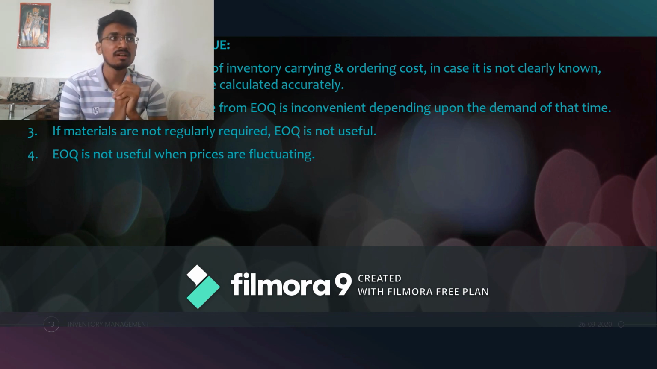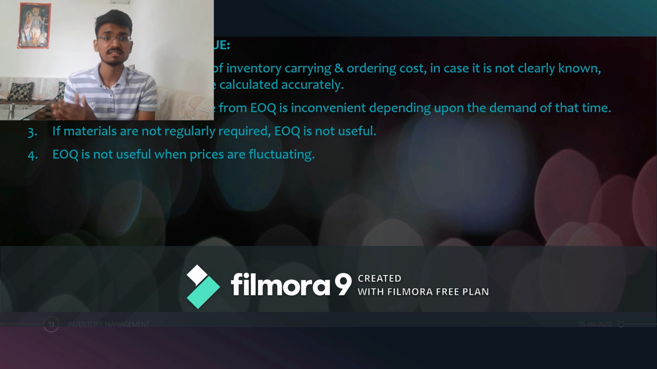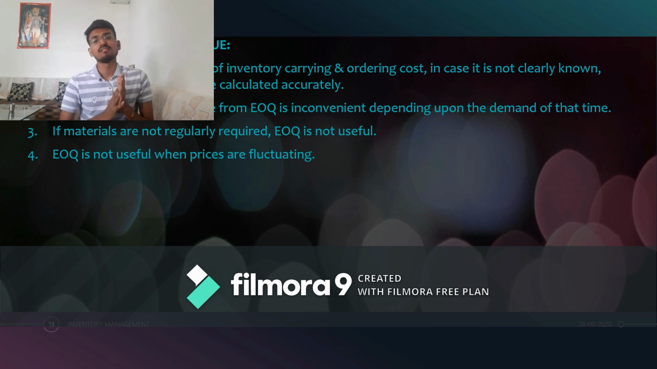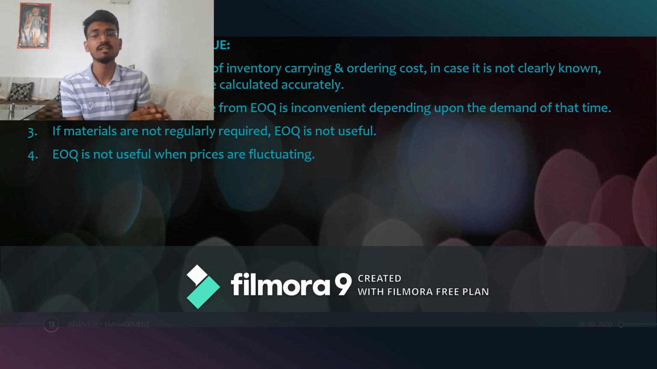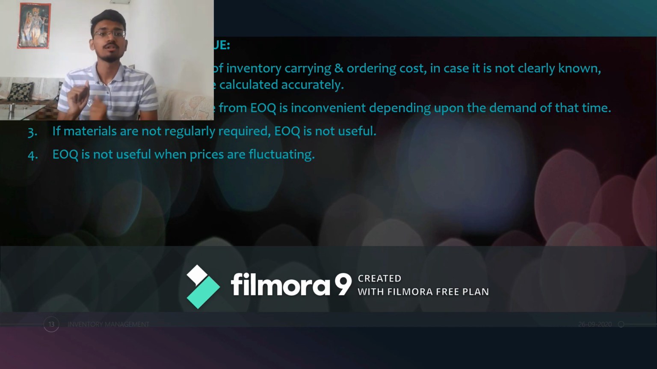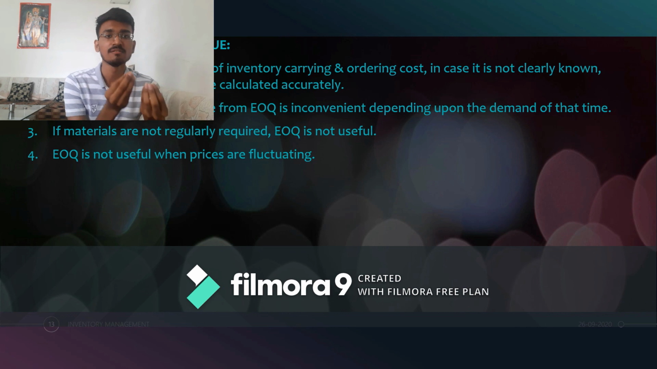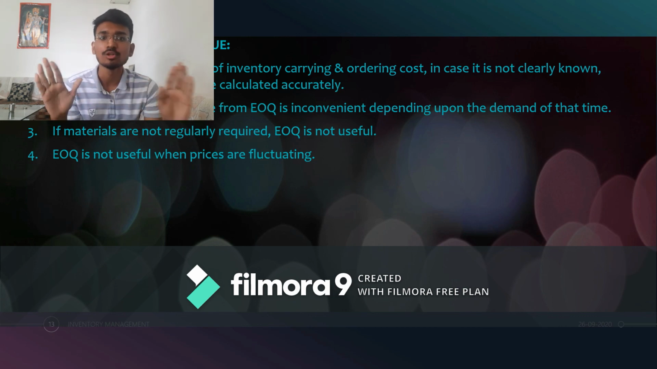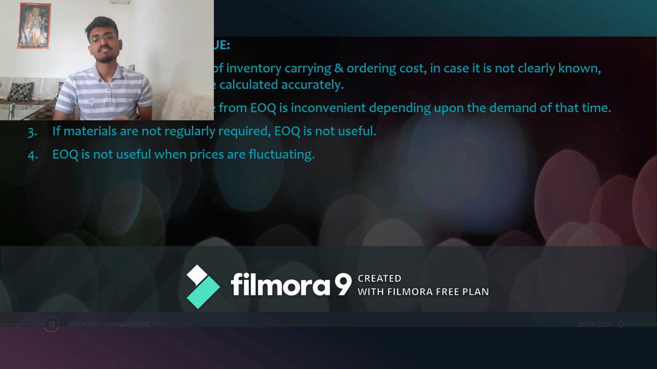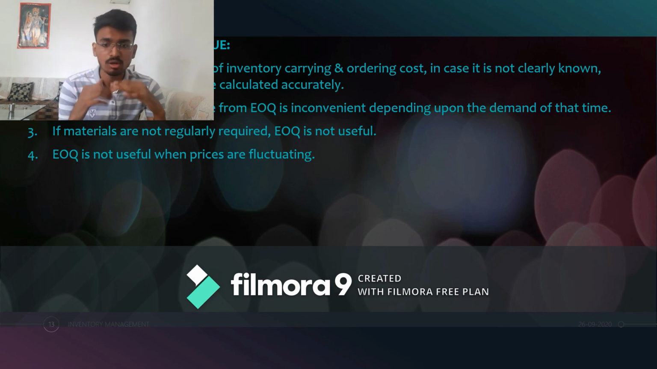Okay, so it is basically the variation in demand. We can say EOQ has calculated some values, but the demand varies, high or low, so that the EOQ result will not work at that time. Next, if the material is not regularly required, EOQ is not useful. It is simple to understand. Next, EOQ is not useful when the prices are fluctuating.